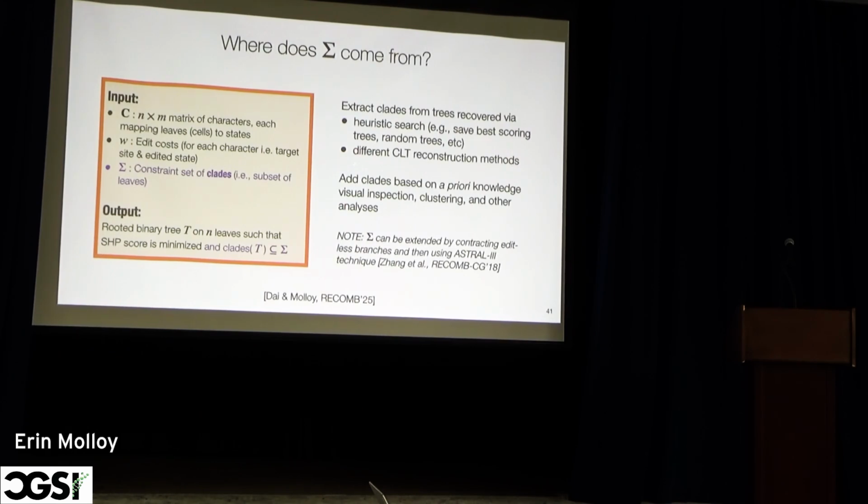And then finally, you might have a priori knowledge. You might have done a visual analysis where you could identify some clades. You could have done clustering. Basically, if you know something about your problem and can encode it up as clades, you can enter it into this set. And then there's some existing techniques you can use to extend sigma to make sure it has properties where you can reconstruct cell lineage trees. And so basically, after you build sigma, now you have all of the inputs you need, and you just need to see the output.